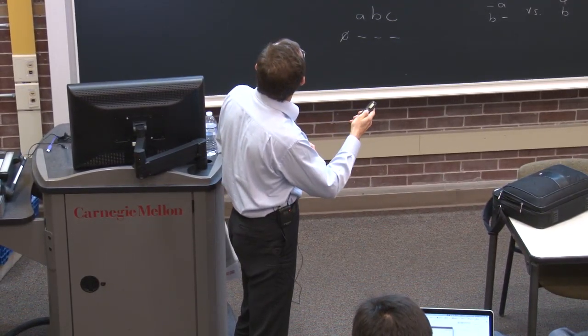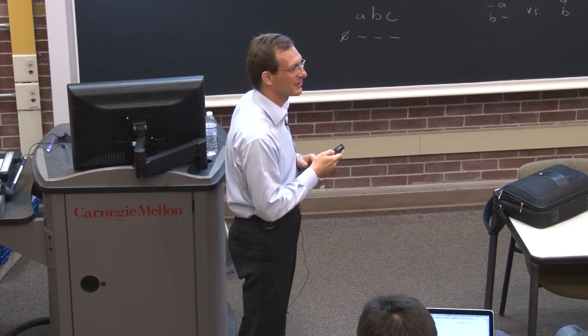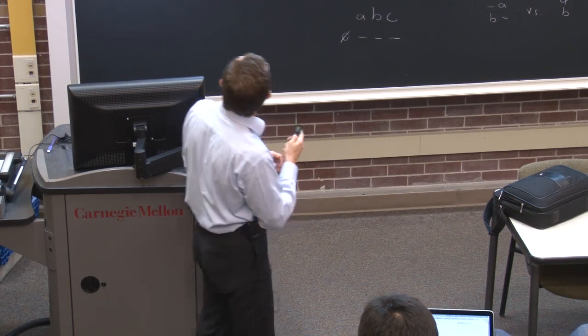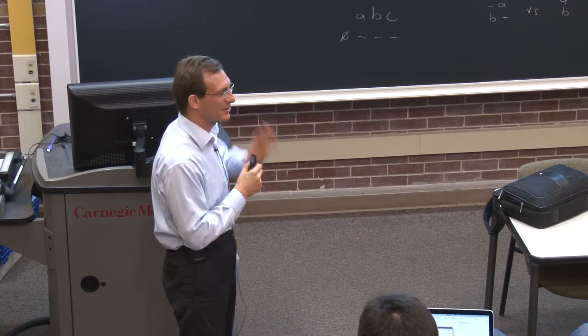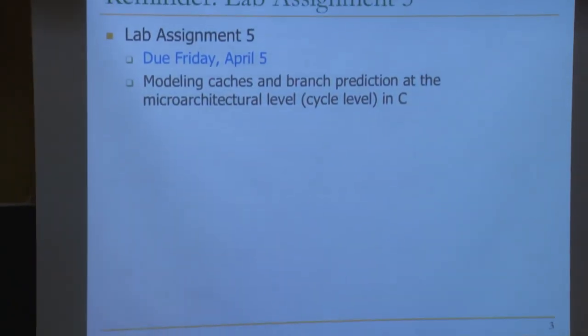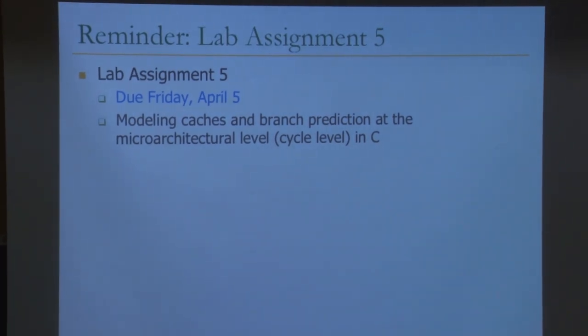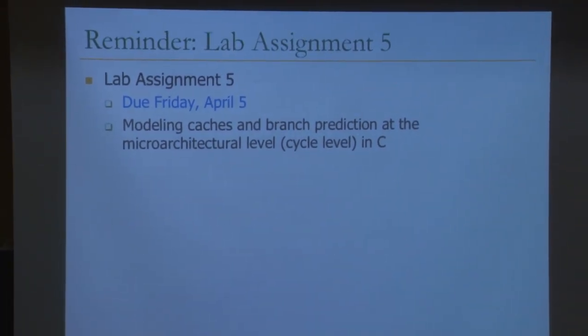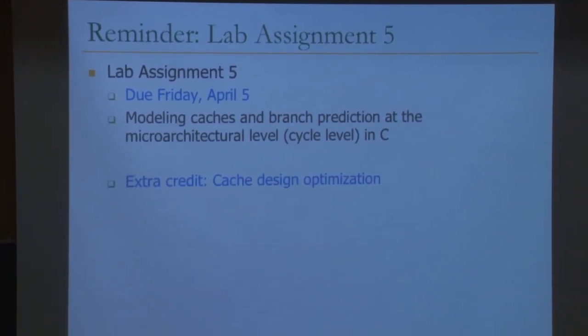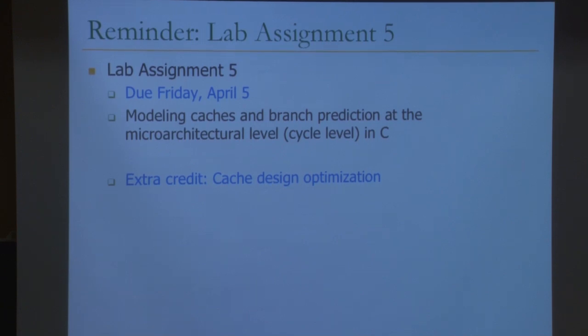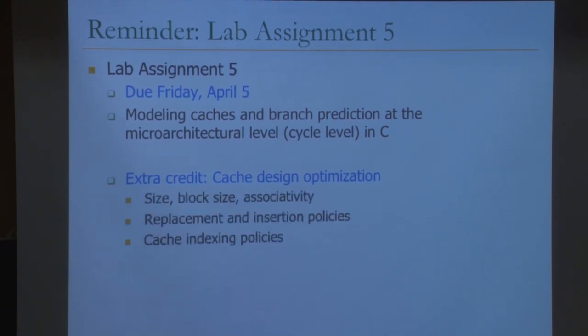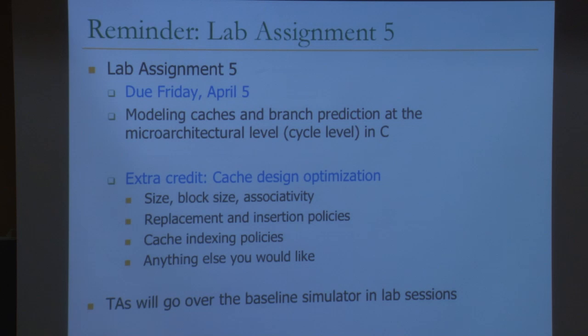Okay, but before that, you know that you have a homework 5 due April 1st, and lab assignment 5, start early. This is a switch because you'll need to actually do caches and branch prediction. And hopefully you know what caches are. Well, you'll learn about them today if you don't know what they are. An extra credit will be cache design optimization. And I've already talked about this. And I believe TAs will go over the baseline simulator in the discussion session. So if you have questions, definitely ask the TAs.